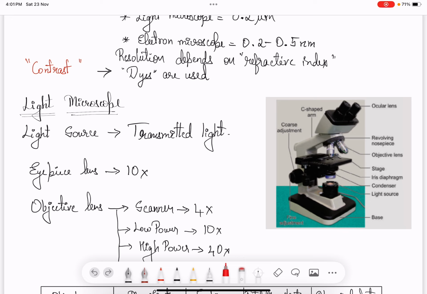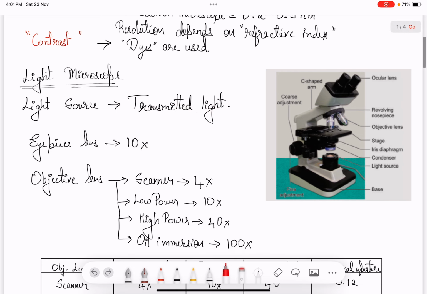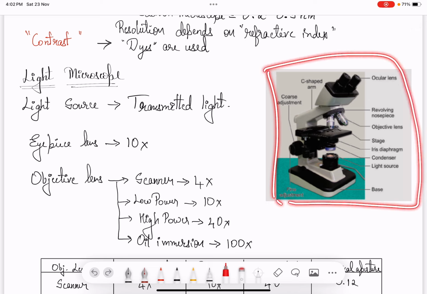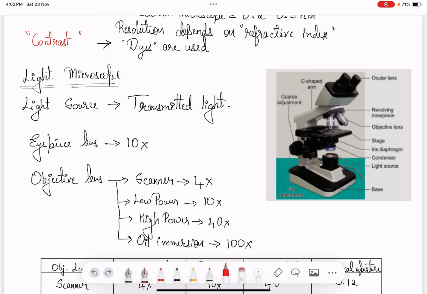So next, coming into the light source. What is the light source for this light microscope? That is the transmitted light. You use the transmitted light. See, how does it work? See, this is the light microscope, or bright field microscope. So in this microscope, here is the source of light. From this light source, the light passes like this. So this light goes up.